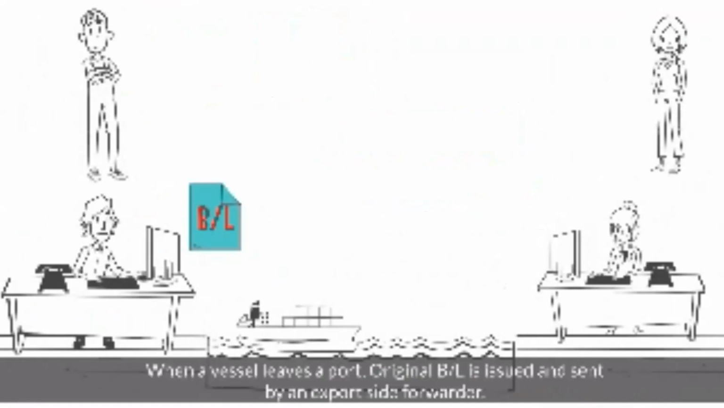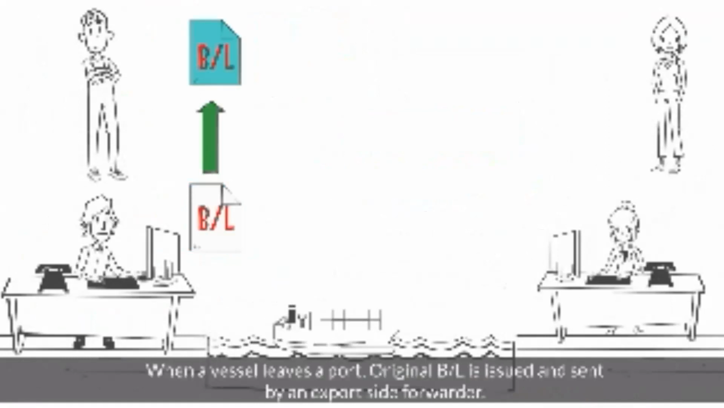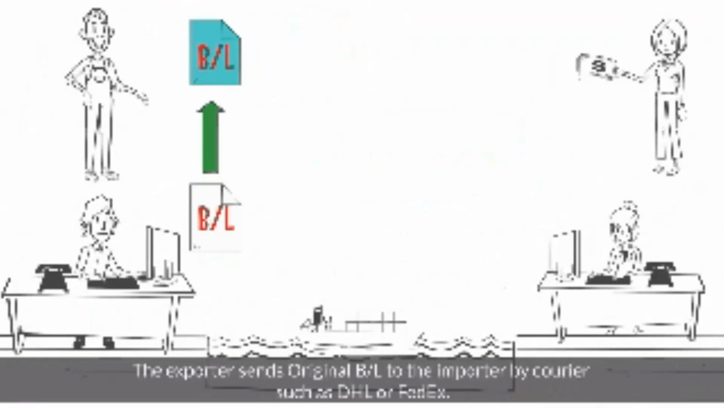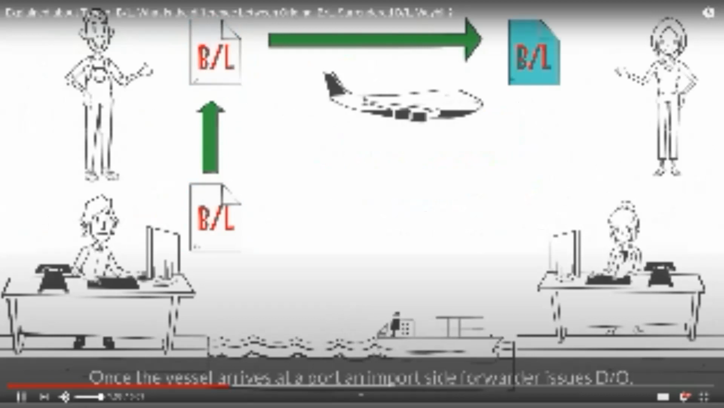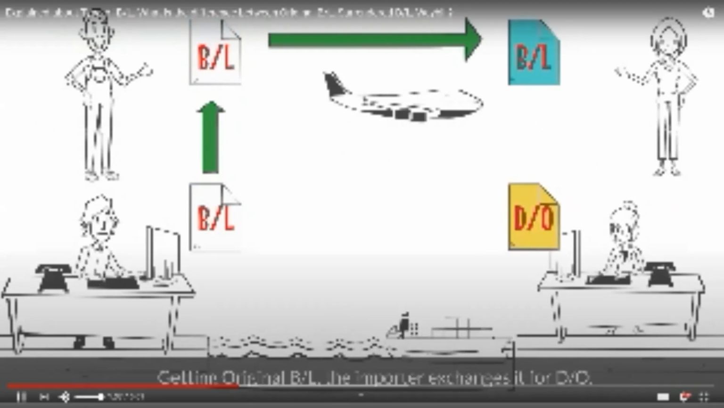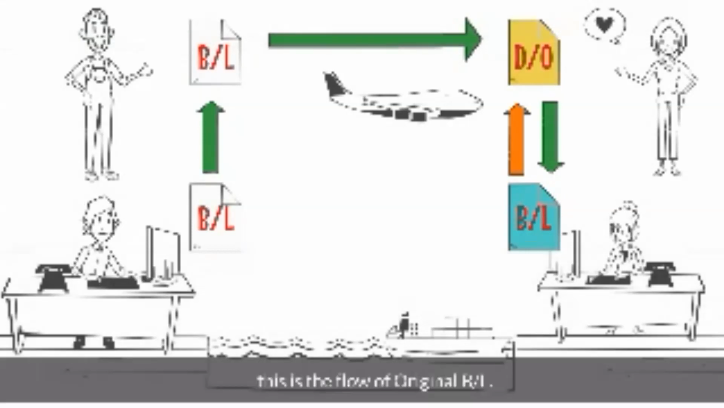When a vessel leaves a port, the original BL is issued and sent by an export side forwarder. The exporter sends the original BL to the importer by courier, such as DHL, and the forwarder issues the DO. Getting the original BL, the importer exchanges it for the DO. This is the flow of the original BL.